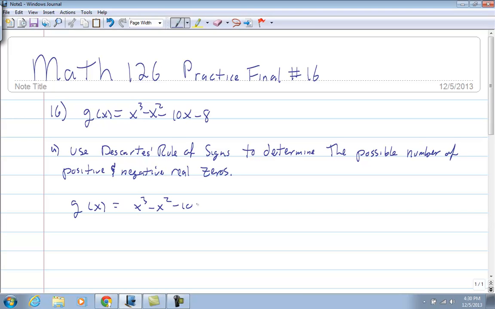squared minus 10x minus 8. And you look for the number of sign changes, and we see one sign change from positive to negative. Everything else is negative. So that tells us there will be one positive real root.